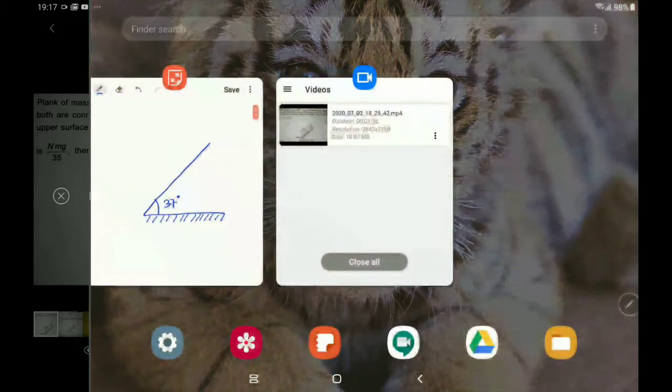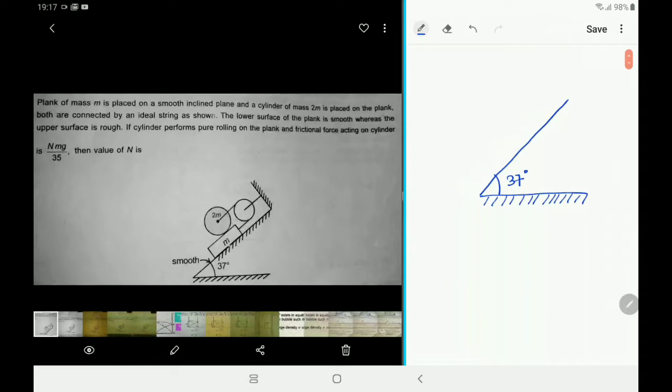Now let's start the solution of it. Let's split my screen. I think the question is visible. So let's make the figure. This is the boring process of the solving part. You have to draw the figure. So basically how will we proceed.